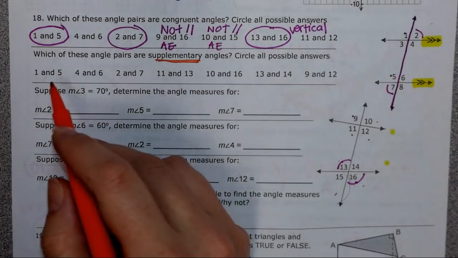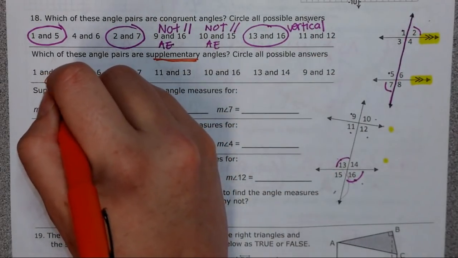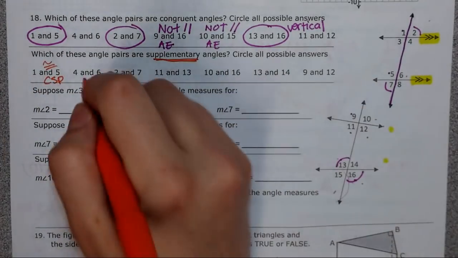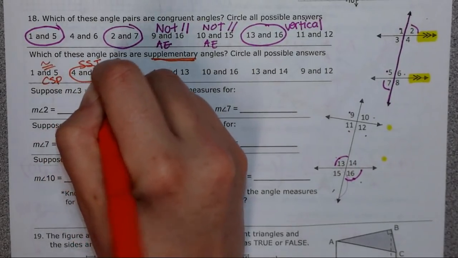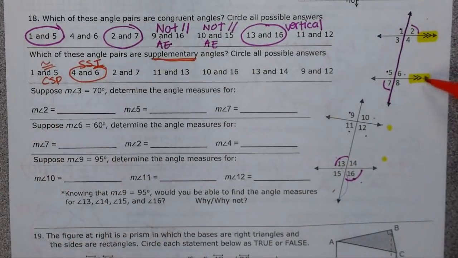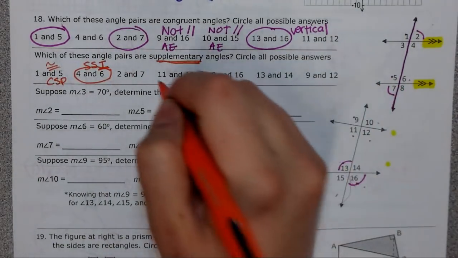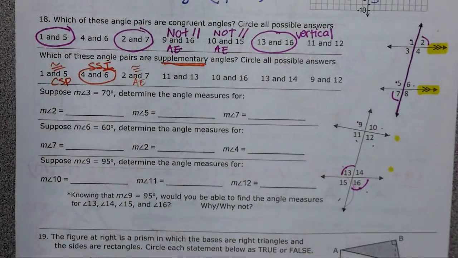Okay, so 1 and 5, these are corresponding. Those are congruent, not supplementary. 4 and 6, these are same side interior. Those are supplementary, and it's on parallel lines. Okay. All right, we've got 2 and 7. Those are alternate exterior. Those are congruent, not supplementary.